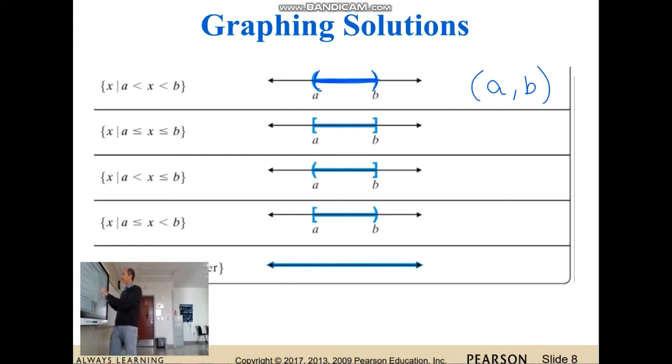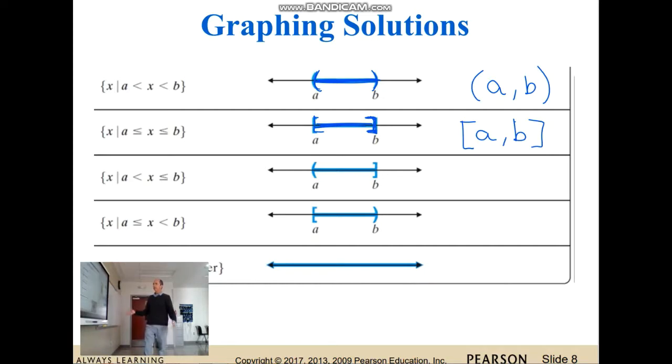Next one, now we have the equal sign underneath the inequality. See? a is less than or equal to x, which is also less than or equal to b. And now we're going to use the brackets, and everything in between is included. The representation in interval notation is bracket a, comma, b, bracket.